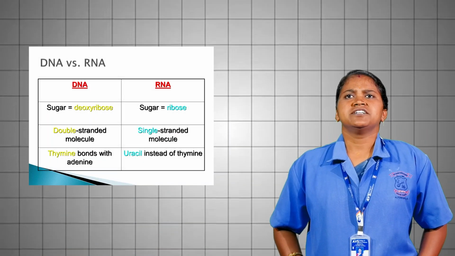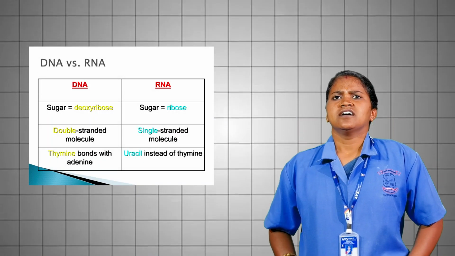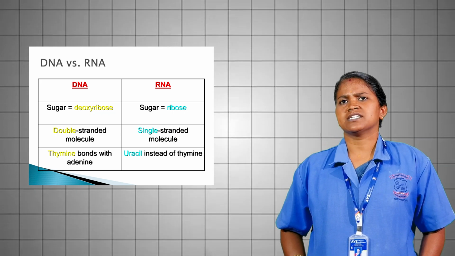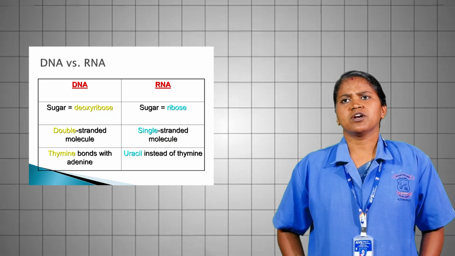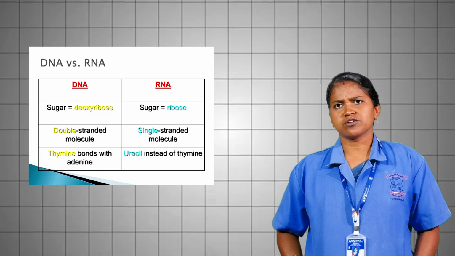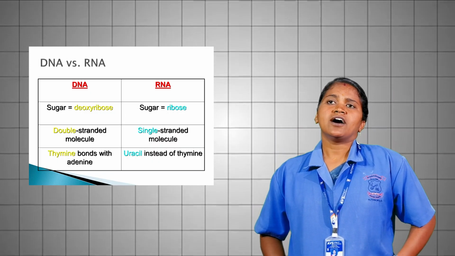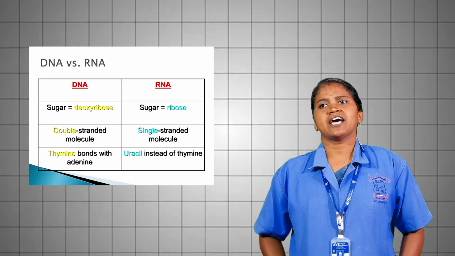The difference between DNA and RNA. The DNA sugar molecule is deoxyribose, and in RNA the sugar is ribose. DNA is a double stranded molecule and RNA is a single stranded molecule. In RNA, instead of thymine, uracil binds with adenine.